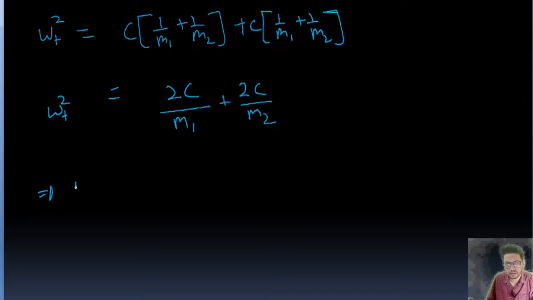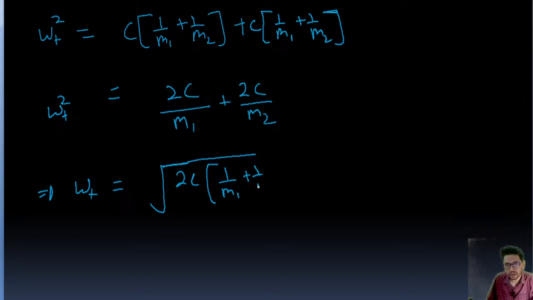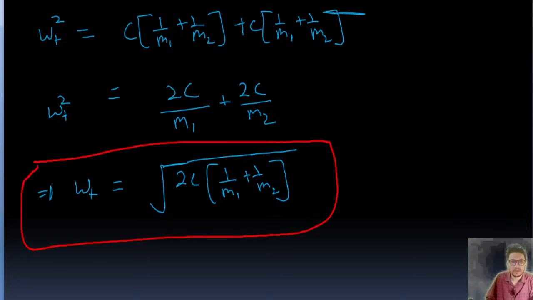So omega plus, for the optical branch, is going to be root of 2c times 1 upon m1 plus 1 upon m2, with 2c common. This is the value of omega plus at low frequency for the optical branch, at k equal to 0. Important formula. This is for low frequency and large wavelength.